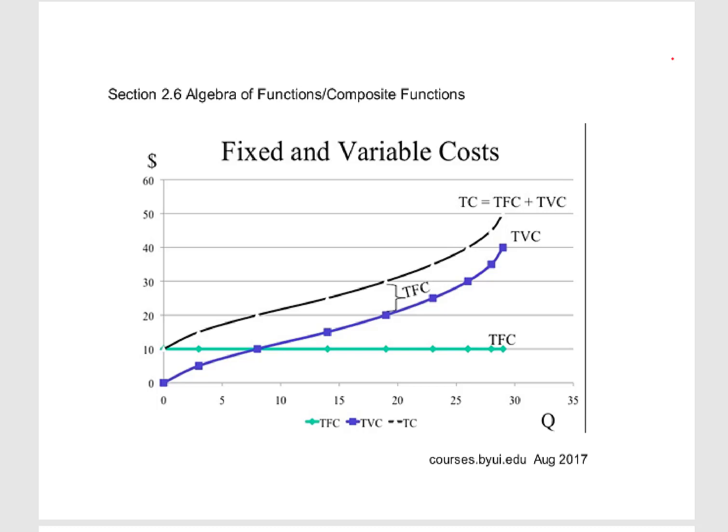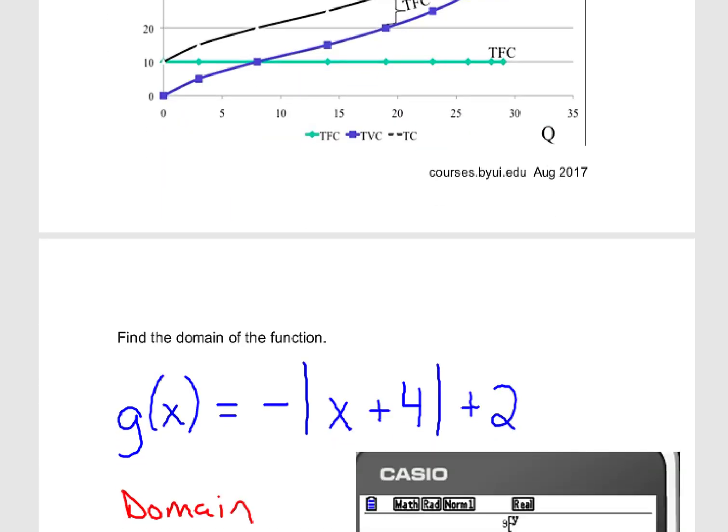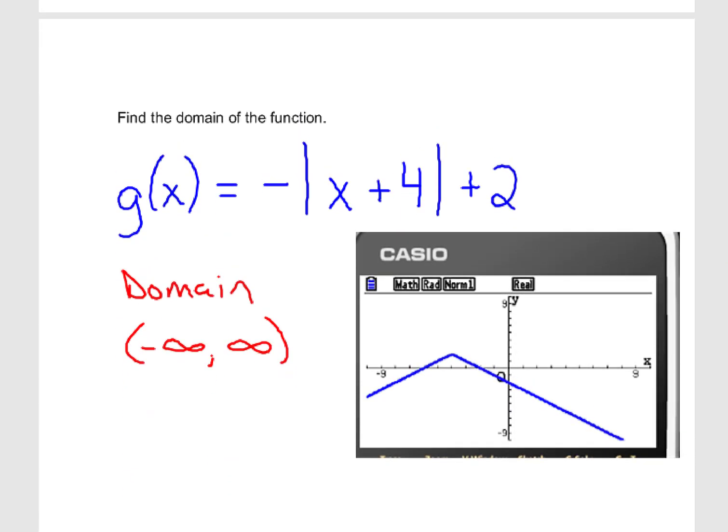This is section 2.6, algebra functions and composite functions. This first slide right here shows a graph on fixed and variable costs. We see that the green line represents the total fixed cost, the blue line represents the total variable costs, and then this black dashed line represents the total costs, essentially adding together the function for varying cost and fixed cost. And so that's something we'll be talking about in algebra functions, where we're adding, subtracting, multiplying, and dividing functions.